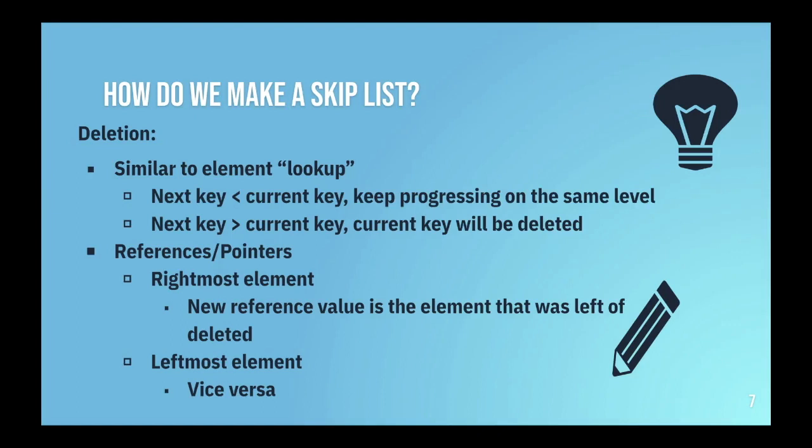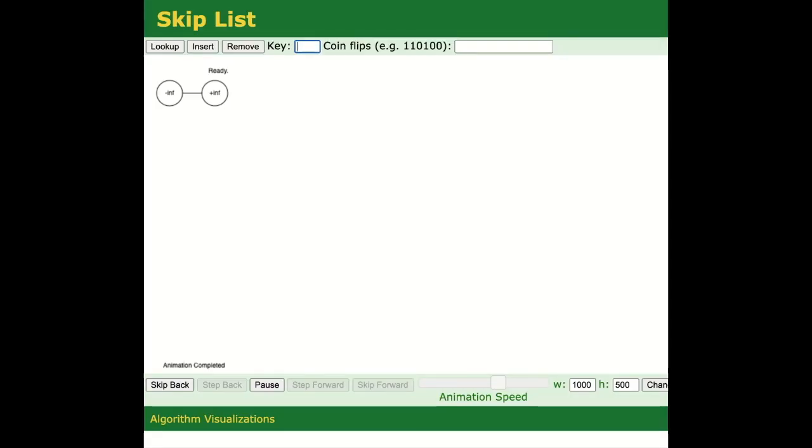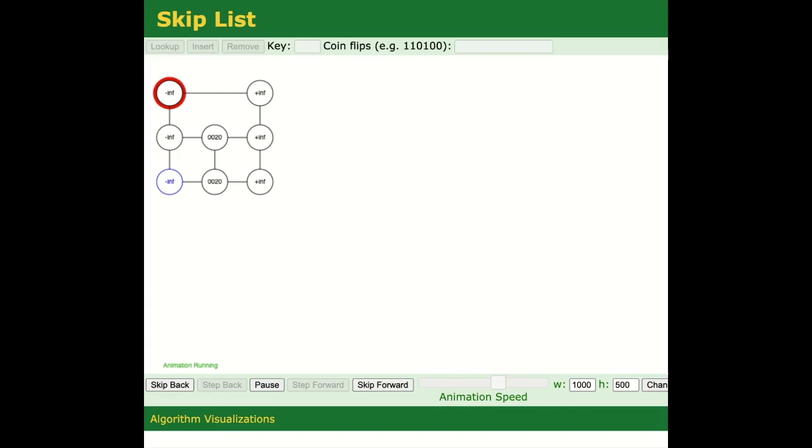Now, we are going to create a skip list and discuss some of the key steps that we will be taking to create this skip list. Step 1. We will insert the element 20, and we will assign the coin flips to 110. This means that the value inserted will be placed onto the two lists above the bottom list, as we see right now in the demonstration.